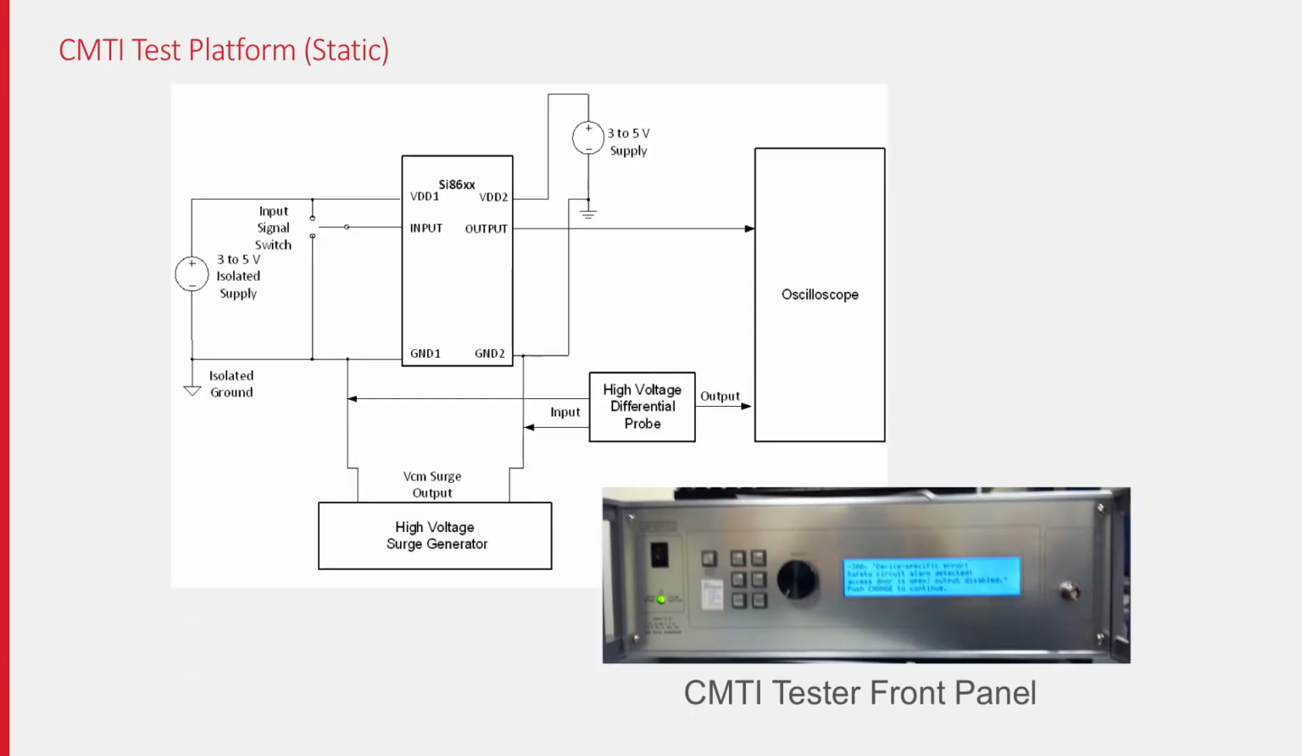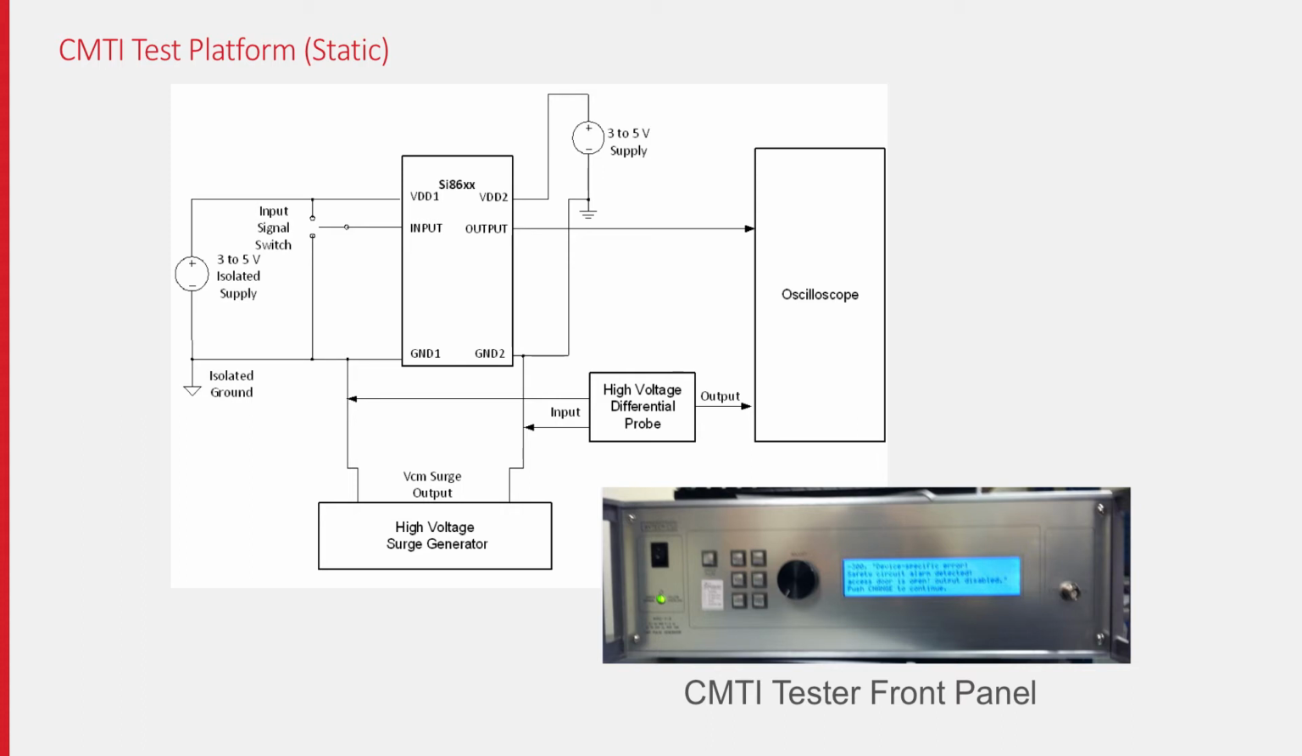At Silicon Labs, we test CMTI using a system that generates fast transients. This test consists of a high voltage surge generator that generates up to 1500 volt peak transients and a high voltage differential probe to divide down the high voltage transients so that we can display the results on an oscilloscope. We also use a custom-built CMTI device test board to bias and properly mount the DUT into the high-voltage surge generator. The diagram here illustrates the static CMTI test where the input is tied either to logic 0 or logic 1 during the test.